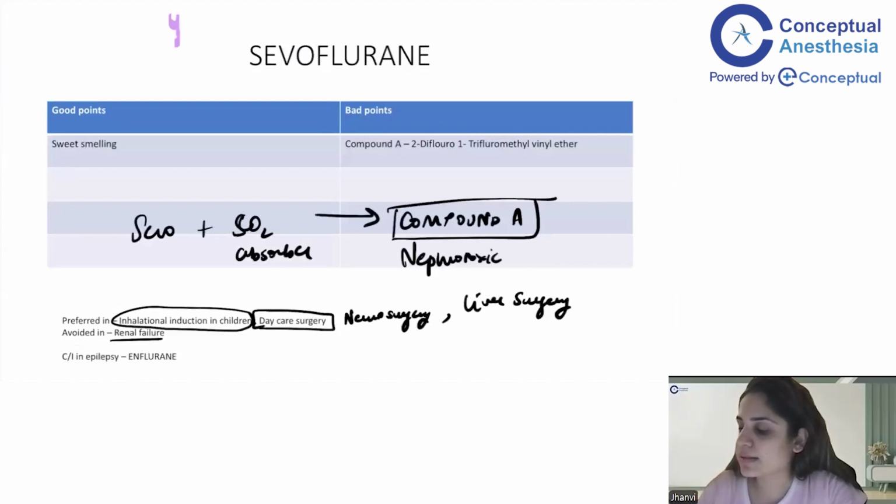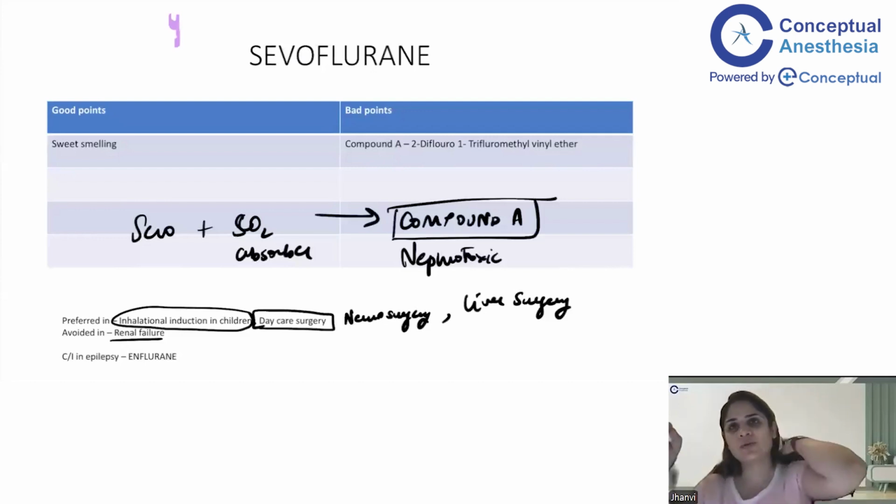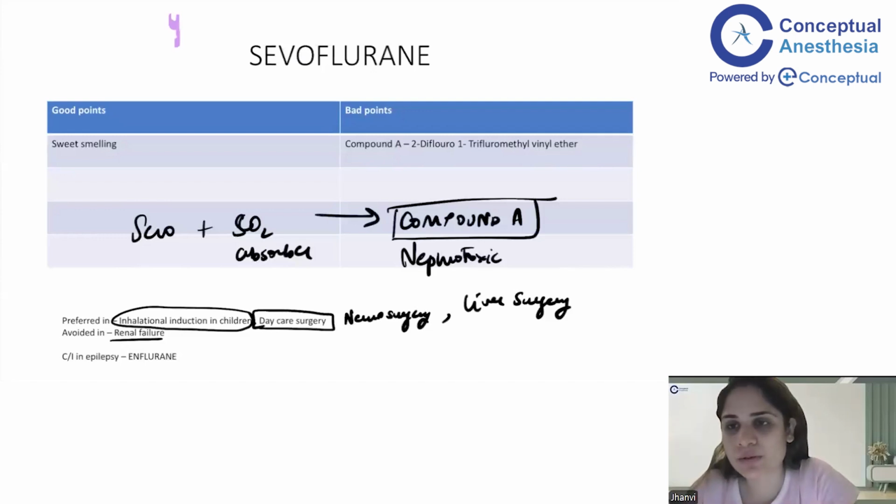Now, it is nephrotoxic as per experimental studies in rats, but there are no studies in humans which say that compound A is nephrotoxic in nature. So, as a result of this, it is still debatable. And even if a patient has renal failure, we do end up giving sevoflurane. But whenever there is renal failure, actually the inhalational agent of choice is desflurane. Desflurane produces the least amount of fluoride metabolites which can damage the kidneys, and as a result, in case of renal failure, we prefer using desflurane.